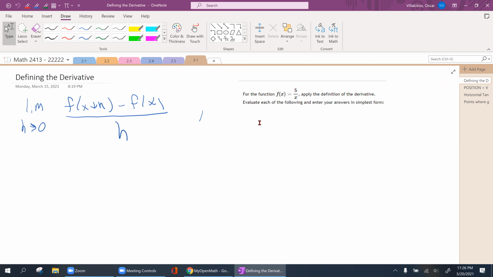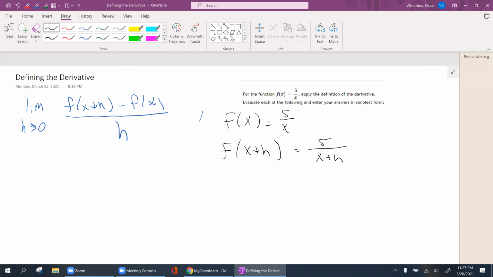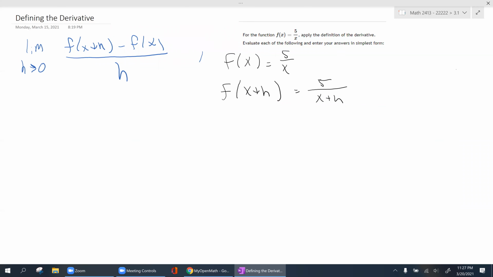So in other words, I want you to go ahead, using the definition of the derivative, to differentiate this function, which is 5 over x. So I know that my function is 5 over x. This means that f of x plus h, we said that all you're really doing is replacing x with x plus h. So this is just 5 over x plus h. Let me go ahead and make this bigger for you.